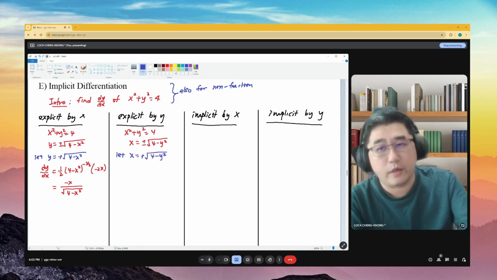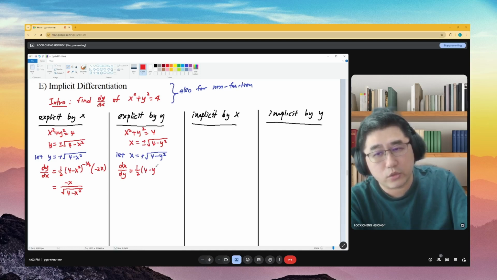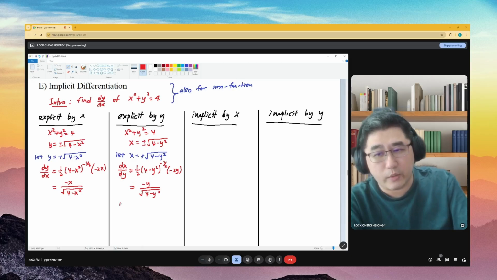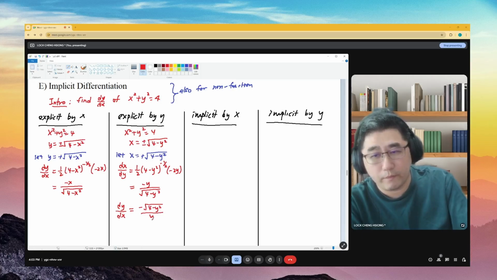Then now I'm going to do dx/dy. So 1 over 2, bring down the power, so 4 minus y squared to the negative 1 over 2, differentiate the inside, negative 2y. 2 cancels off, negative y over square root of 4 minus y squared. At this moment, you see that this is dx over dy, so I'm making it dy over dx. I get negative square root of 4 minus y squared over y.